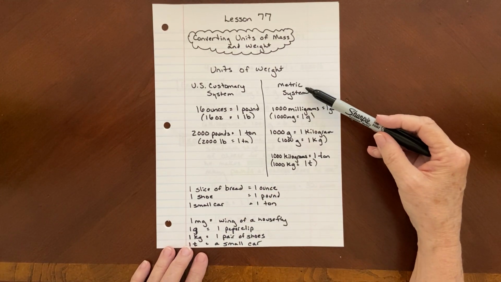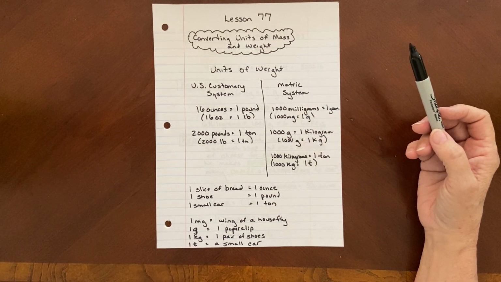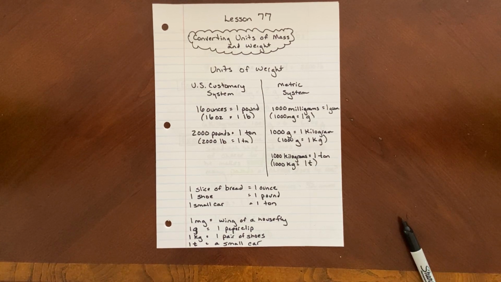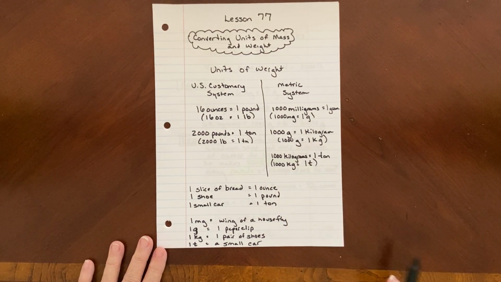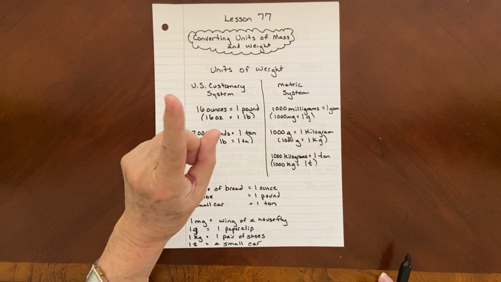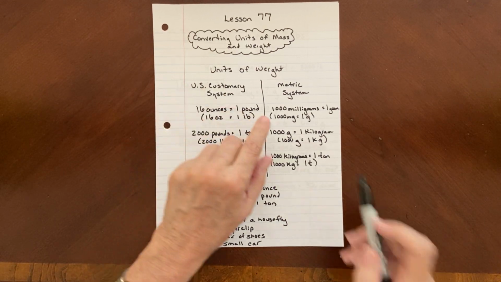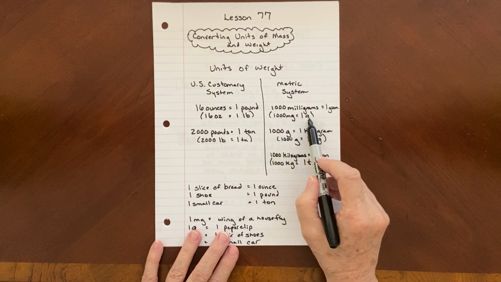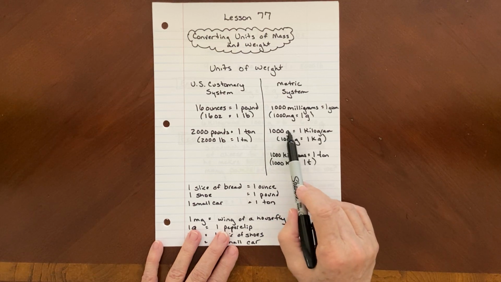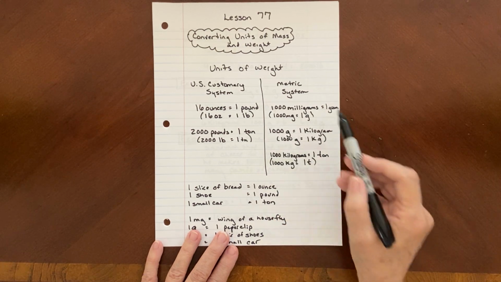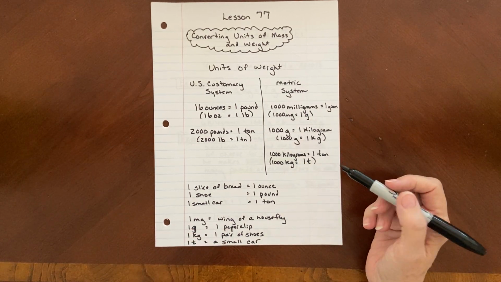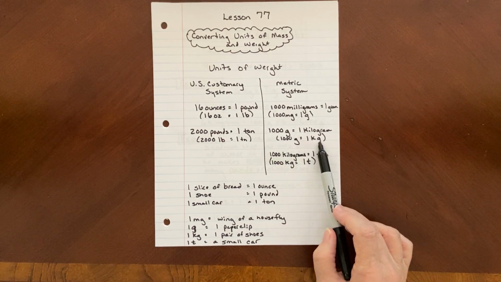2,000 pounds is 1 ton, and ton is TN. And then in the metric system, my base unit of weight is grams. If I add some prefixes to the word gram, it tells me how many of those I actually have. So 1 milligram, just one, is 1,000th of a gram. But if you have 1,000 of them, it equals 1 gram. So 1,000 milligrams equals 1 gram. If you have 1,000 grams, you have a kilogram. So milli means 1,000th. Kilo means 1,000.